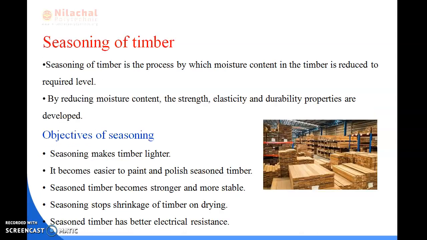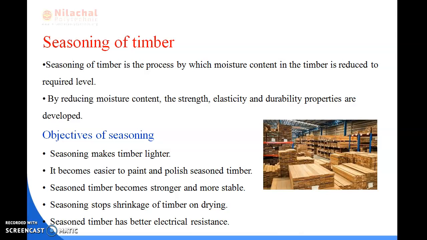Then we discussed what we mean by seasoning of timber. I have already discussed that seasoning of timber is a process by which the moisture content in the timber is reduced to the required level. By reducing the moisture content, the strength, elasticity and durability properties are developed. So where does the moisture content come from? When the tree is newly felled, it contains about 50% or more of its own dry weight as water. The water is in the form of sap and moisture.